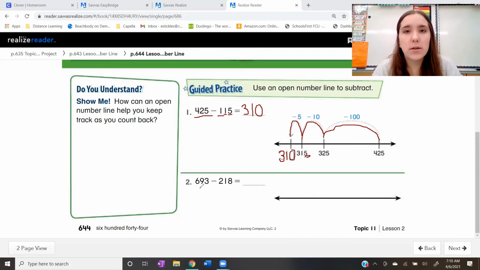Let's do number 2. Our problem is 693 minus 218. We're going to start down here at the very right side, and we need to start with our biggest number, which is 693.